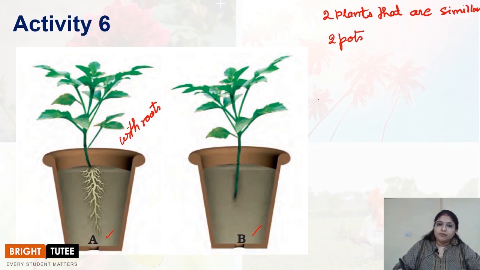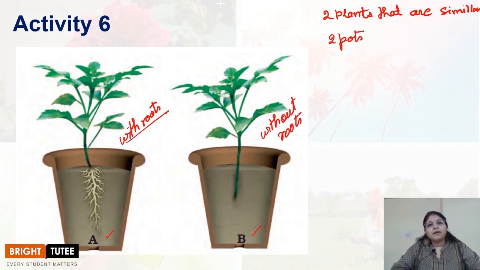Now keep watering it for a few days, right? So keep watering this plant as well as this plant for a few days. You will observe that after some time this plant is flourishing, that means it is growing. You can do this activity for like a week. Let's say you water these two plants equally for 2 weeks, right? You will find that this plant is flourishing, it's growing, whereas this plant is withering, that means it's drying, right? It is not able to survive.